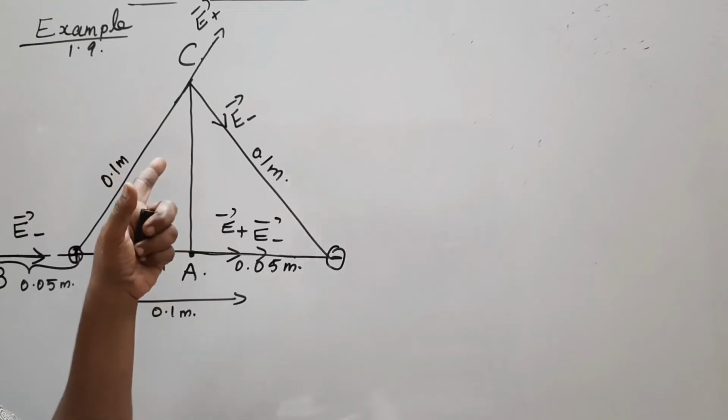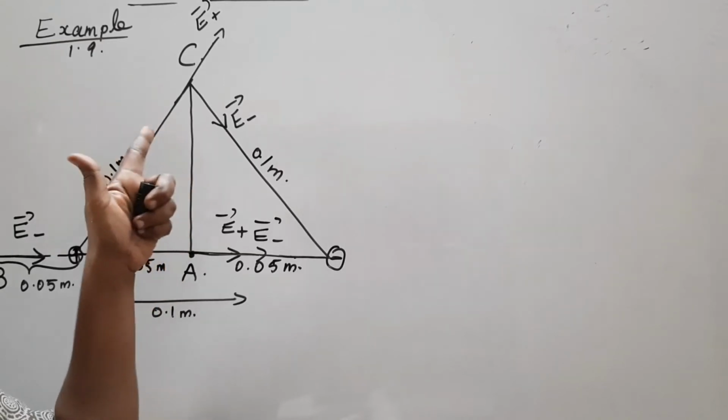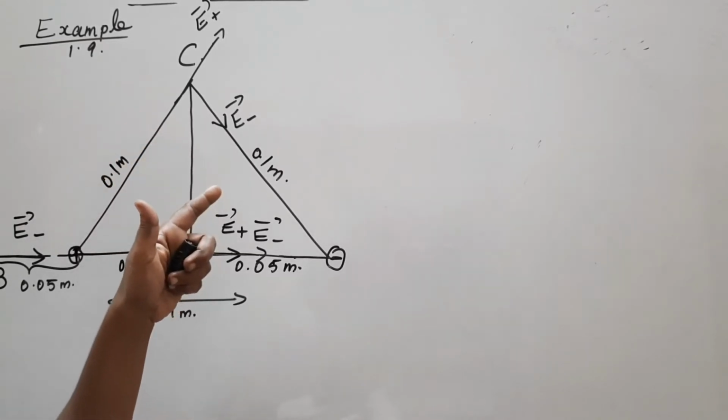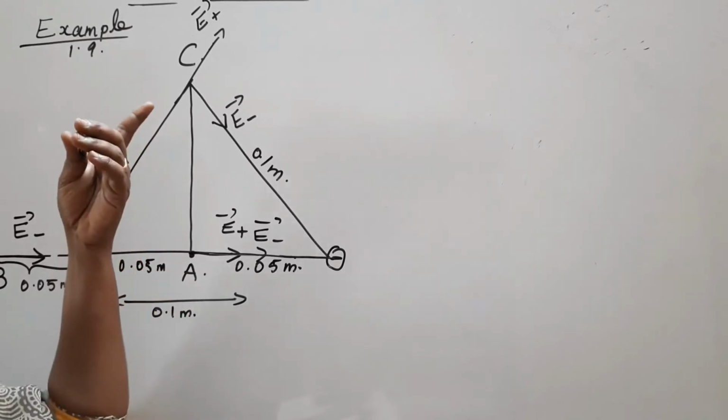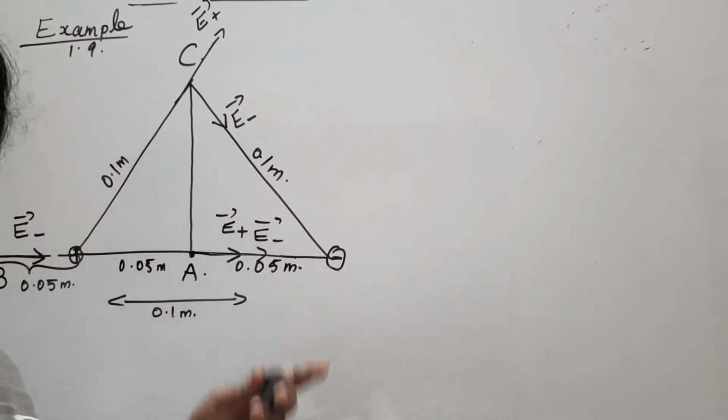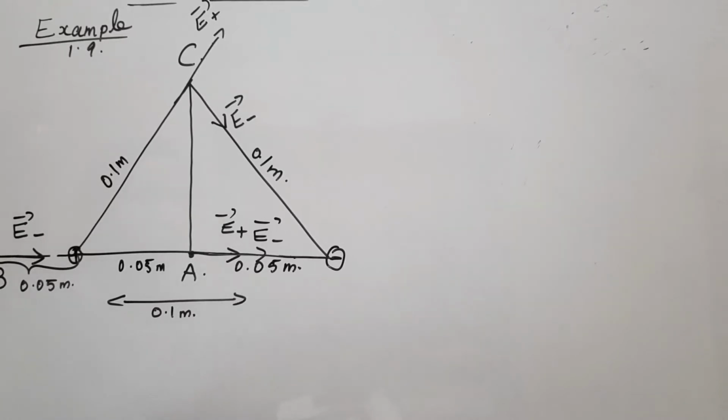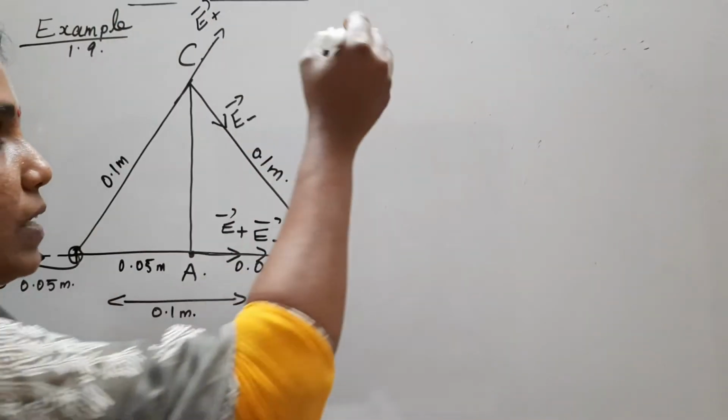So here we need to apply parallelogram law of vector addition, because the two vectors are not in the same direction or in opposite direction. They are inclined at an angle. So here we need to either use parallelogram law of vector addition, or by the method of vector resolution also, we can find the answer. So first let's see what about E plus and E minus.